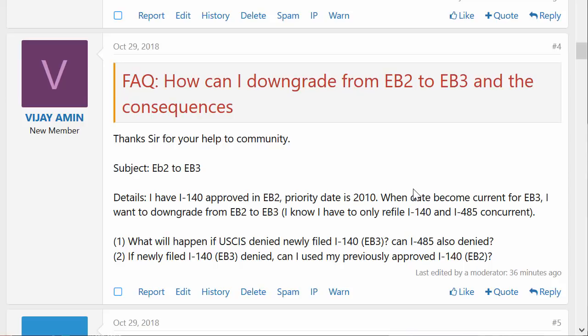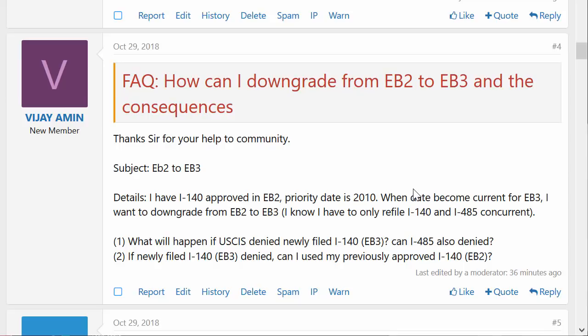That's what we do. If we have an EB2 approved I-140, we apply for an EB3 approval on the same form, or you can file, like you said, you can file EB3, I-140 and 485 concurrently if the dates are current.